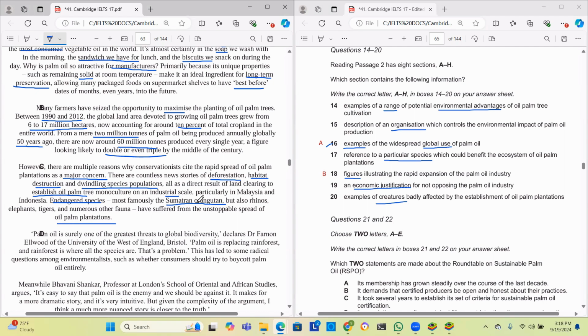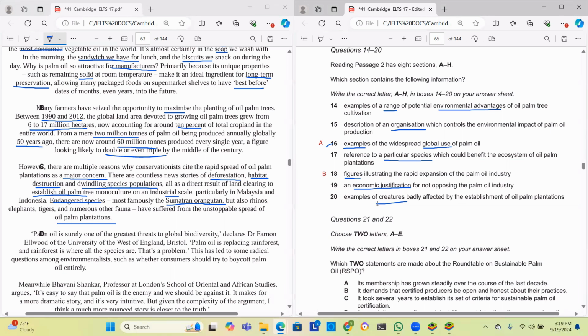He spoke about one species like the orangutan, right? But he says the populations are dwindling and they are not benefiting the ecosystem, which could benefit the ecosystem, he says. No, it is not benefiting the ecosystem. So 17th also cannot be the answer. Then, an economic justification for not opposing the palm oil industry. I don't think he gave any justification here, guys, right?